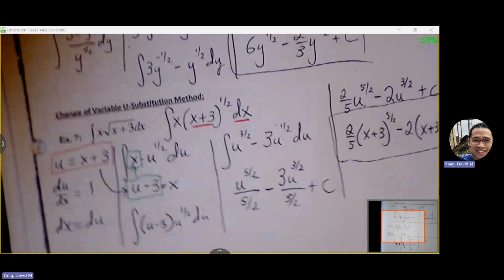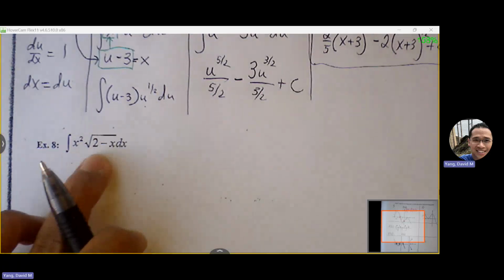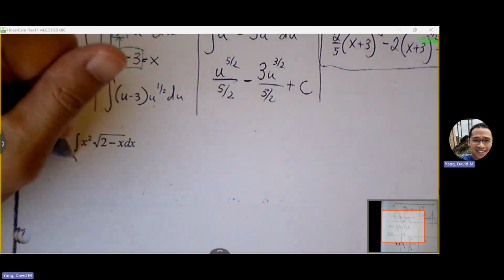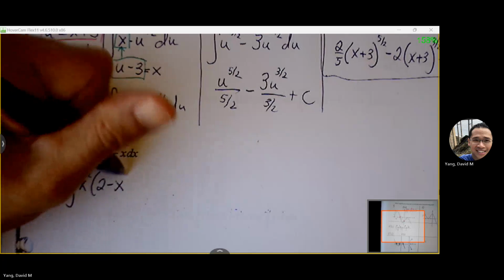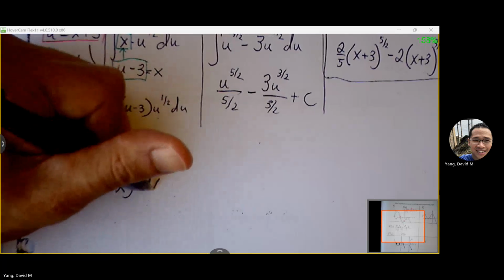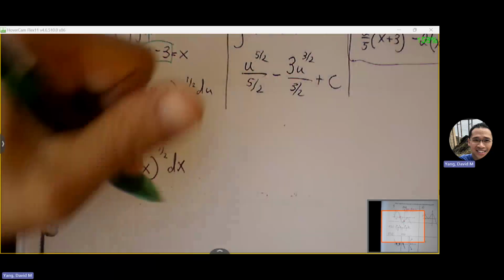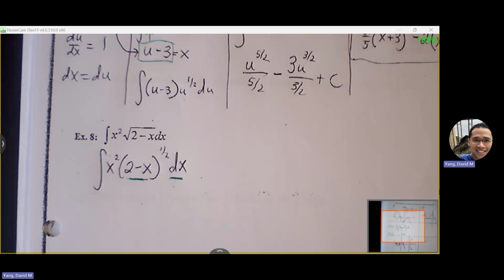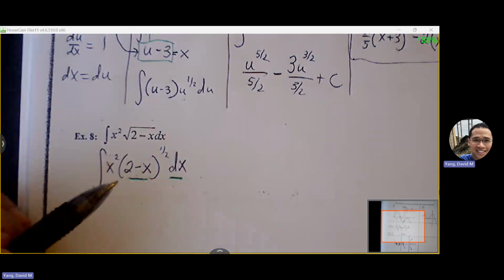Okay, let me start you off with example 8, and let's just see how far we can get. First, can we expand this? No. So U-substitution is going to be our next option. What could be our U value? 2 minus x. Now this seems even more counterintuitive, because it's like, well, how is this going to cancel out with this x? Well, we can using change of variable.